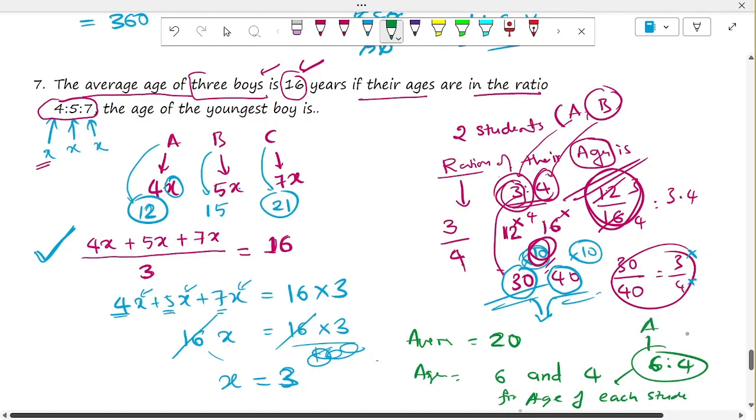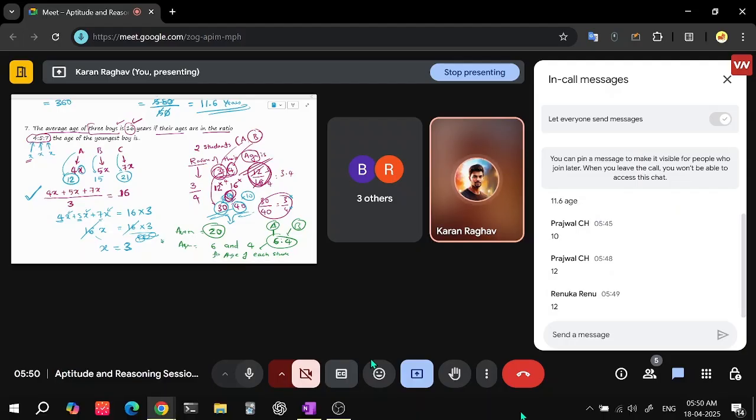This is A and this is B. You need to find what is the age of A and what is the age of B. I know the average of both of them is 20. You need to find the individual ages. So what is the individual age of A and B?